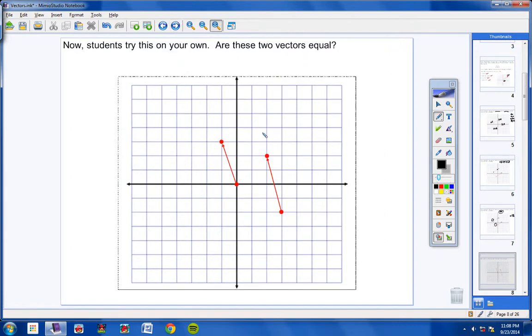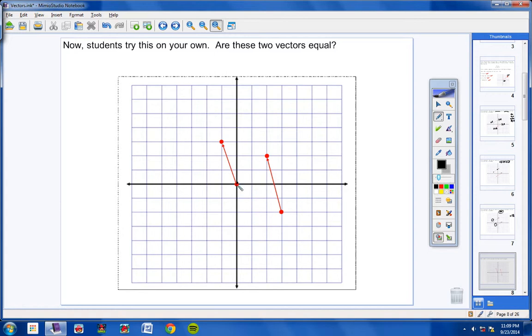Now, take a second, if you will, students. Copy this in your notes. I want you to try this one on your own. Are these two vectors equal? Well, when I say try it on your own, we're going to kind of do it together, but go ahead and copy this in your notes. I'll pause a second while you do that.